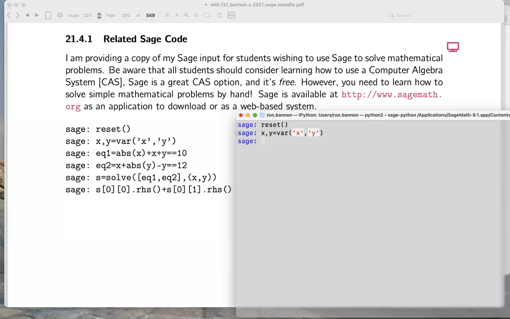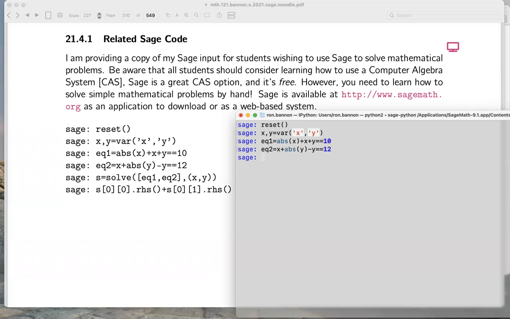And then it says over here EQ1, which probably stands for equation one. I'm assigning something. What's equation one? Absolute value of X plus Y. Now the double equal sign means it's an equation, equal to 10. That's equation one. What's equation two? EQ2, that's going to be assigned. That's an assignment operator. X plus absolute value of Y, minus Y. I'm just typing what I'm saying, by the way. Remember, double equal sign means an equation.